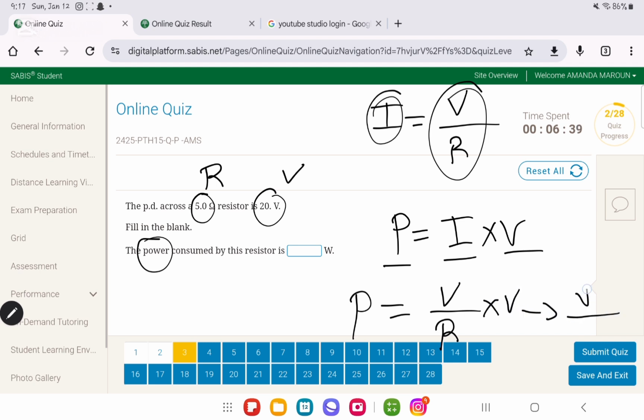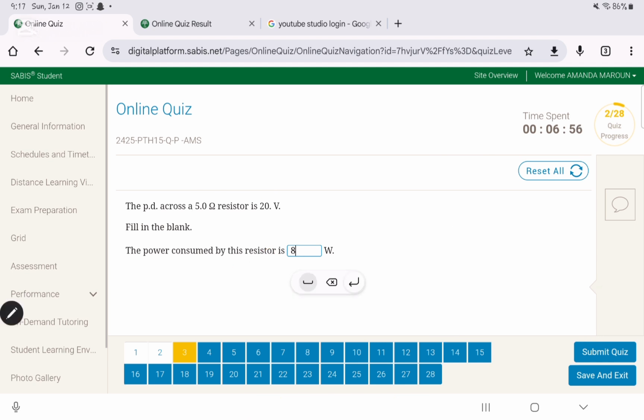Which in other terms is voltage squared divided by the resistance. So the voltage is 20, that means 20 squared divided by 5, and we are then going to get 80 watts. So our answer over here is 80 watts.